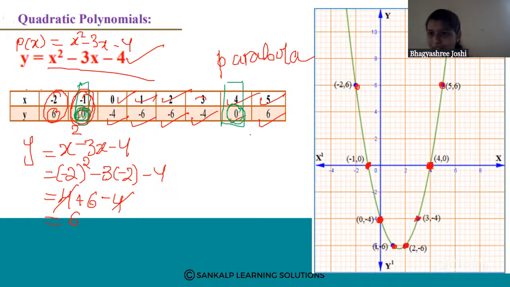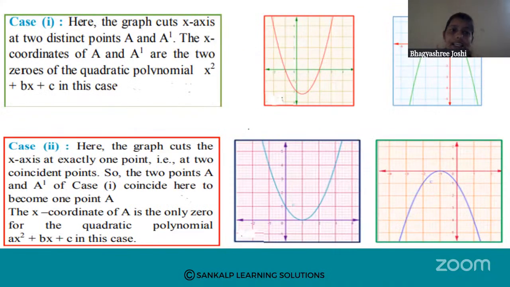Okay. Understood. Shall we move to next concept? Here some cases are there. Observe carefully. Case 1. Here the graph cuts x-axis at two distinct points A and A dash. X coordinates of A and A dash are the two zeros of the quadratic polynomial ax square plus bx plus c.